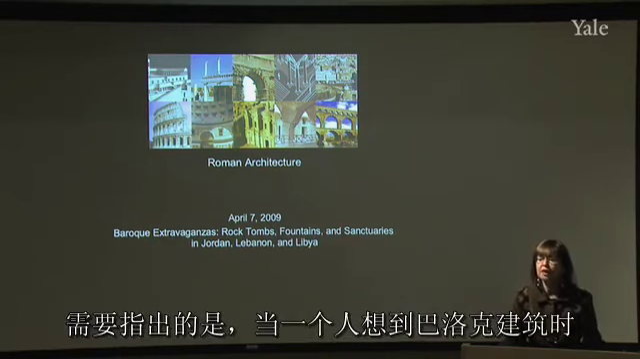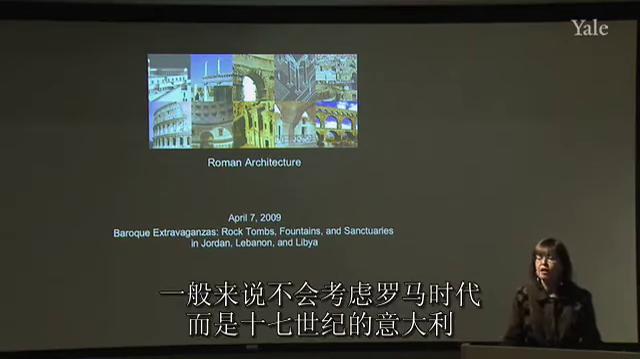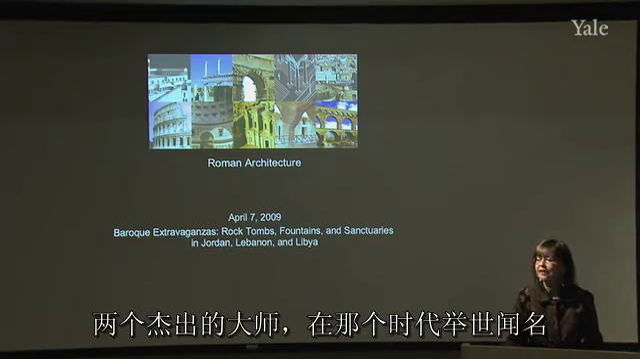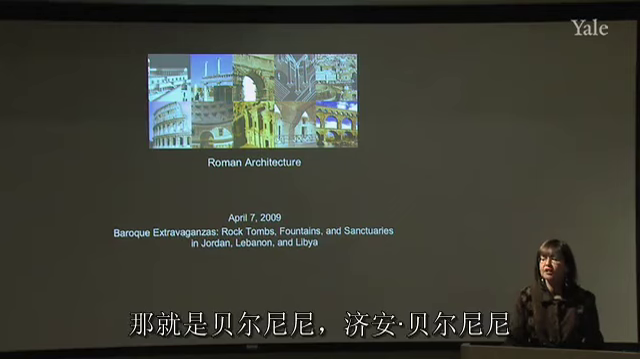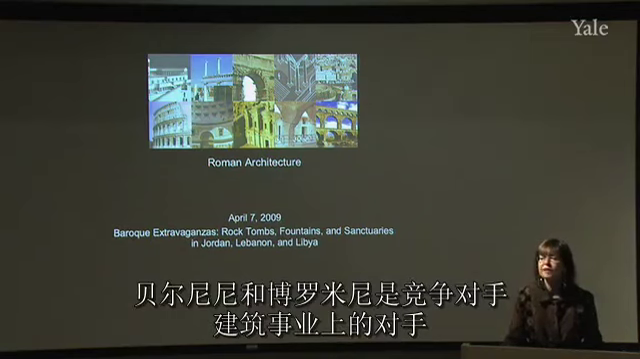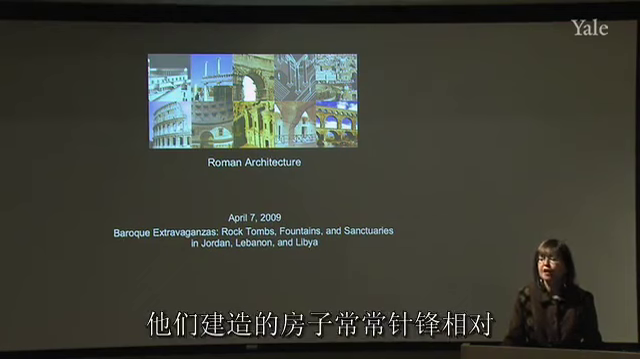I also want to make the point that when one thinks about Baroque architecture in general, one thinks not of Roman antiquity, but rather of the 17th century in Italy. One thinks in particular of two master architects, two great architectural giants on the world stage at that time: Gian Lorenzo Bernini, and also Francesco Borromini. Bernini and Borromini were architectural rivals who put up buildings that are often in dialogue with one another.